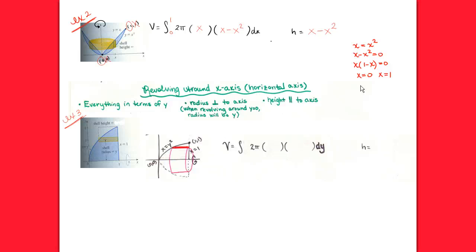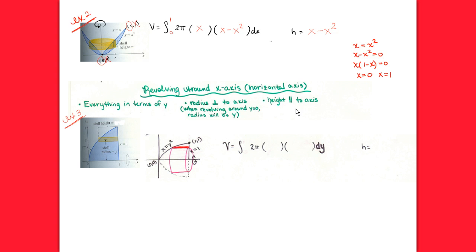All right, example 3. For example number 3, they ask me to revolve around the x-axis. So let's talk about that. If I'm revolving around the x-axis or any horizontal axis, I'm going to have everything in terms of y. My radius is still perpendicular to the axis I'm revolving around. And I also get a shortcut with this one that when I'm revolving around the x-axis where y equals 0, then my radius is just going to be y. And my height is still parallel to the axis that I'm revolving around.